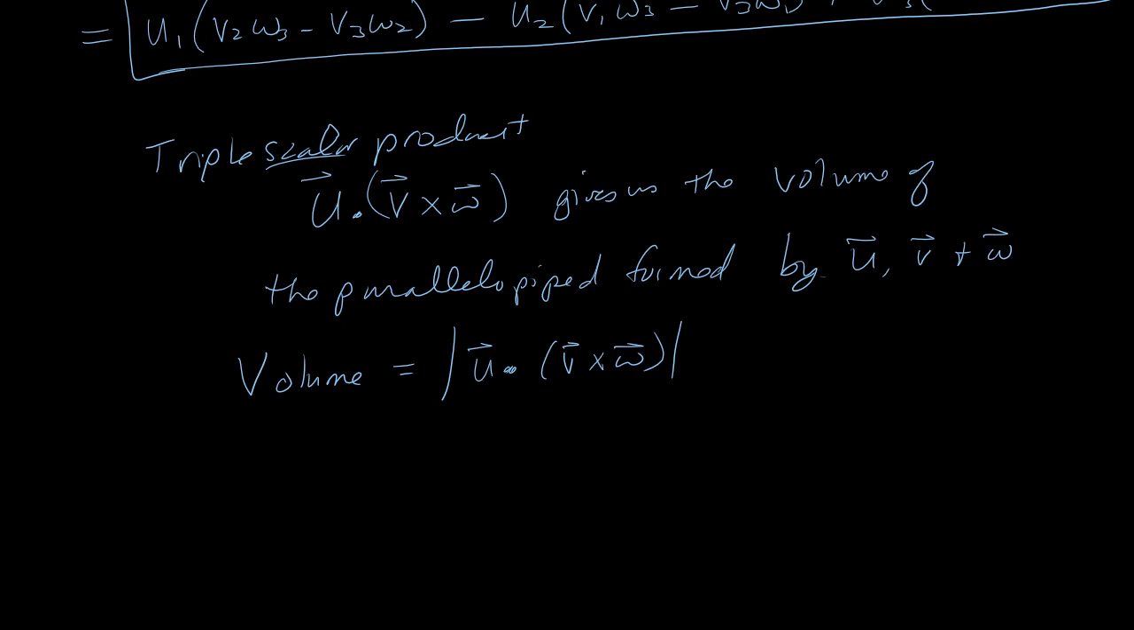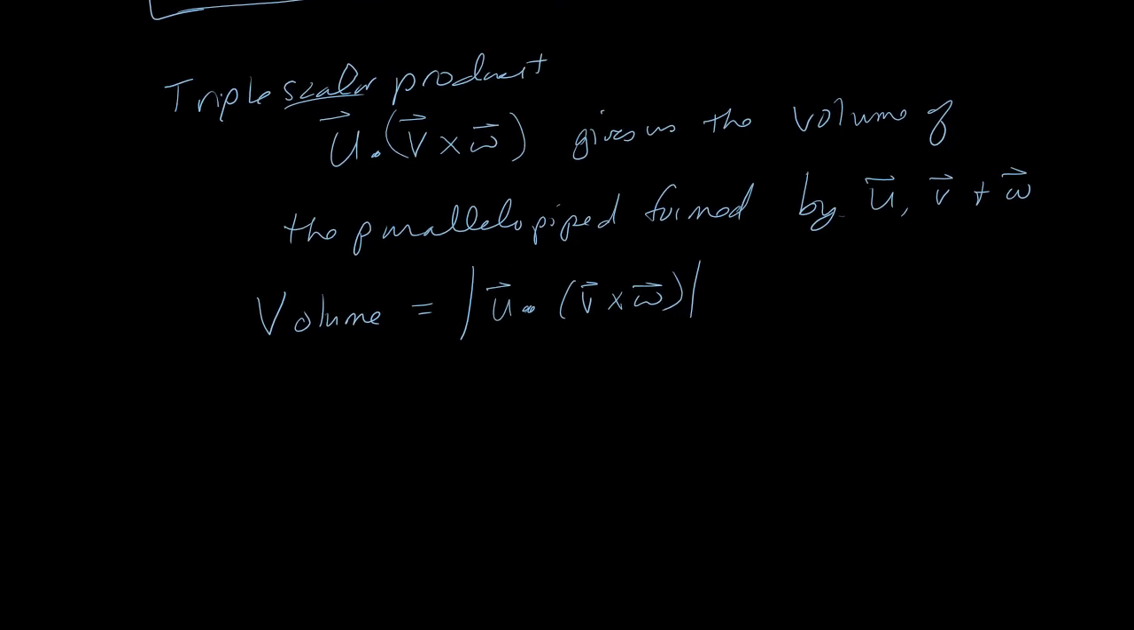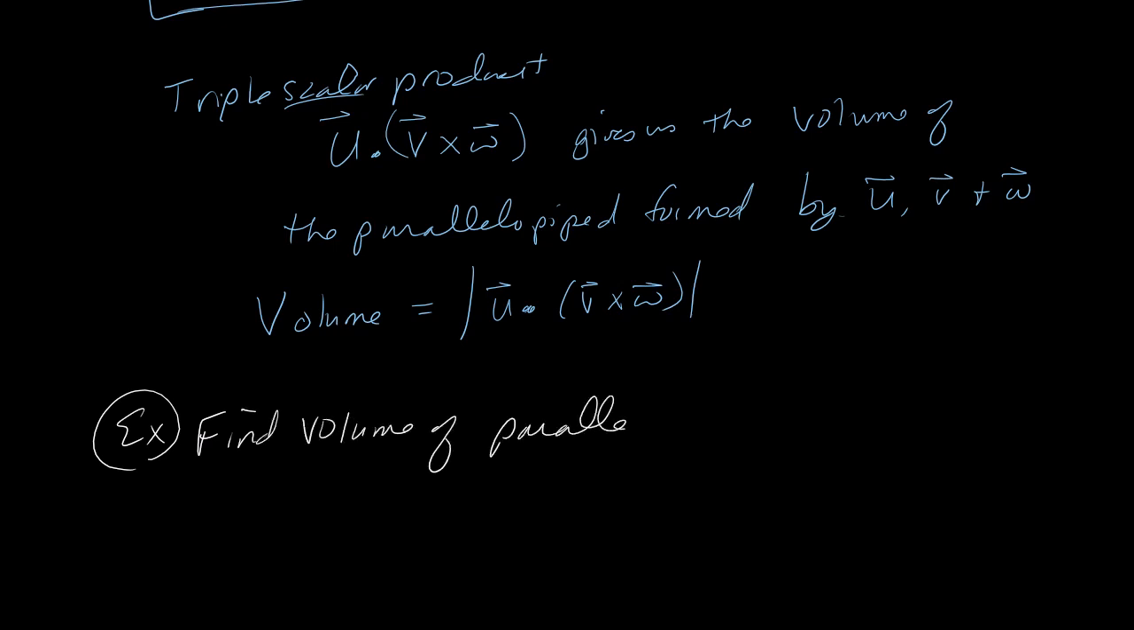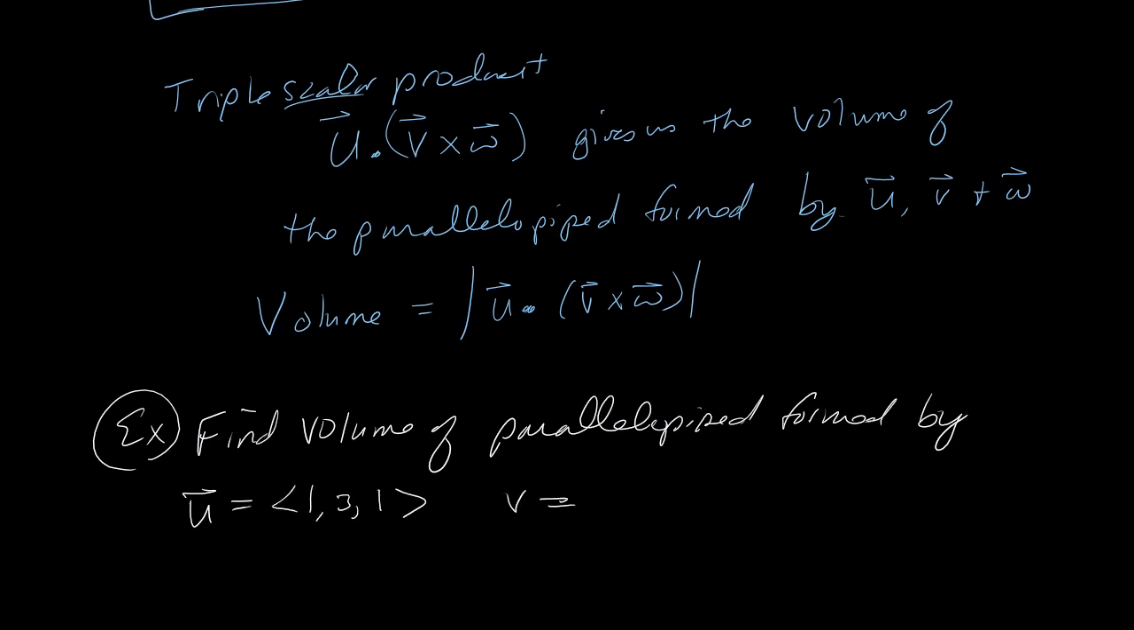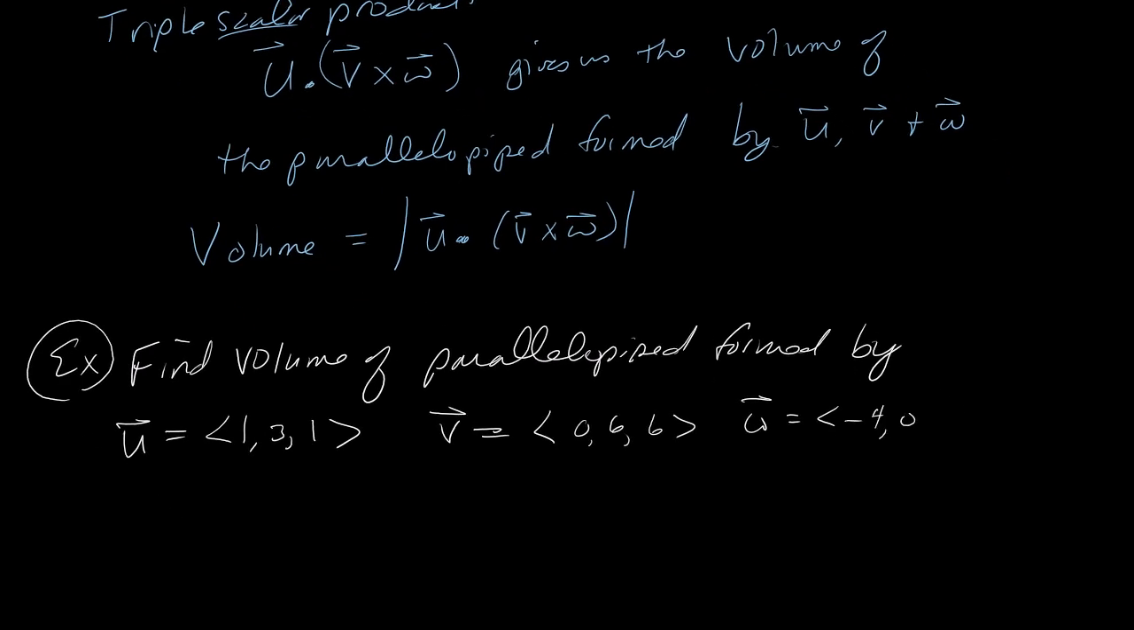Okay, so let's do an example. Find the volume of the parallelepiped formed by u, which is (1, 3, 1), v, which is (0, 6, 6), and w, which is (-4, 0, -4). Trying to fix this w, it's driving me crazy. There we go. There's a w. Okay, so we're going to find the volume.